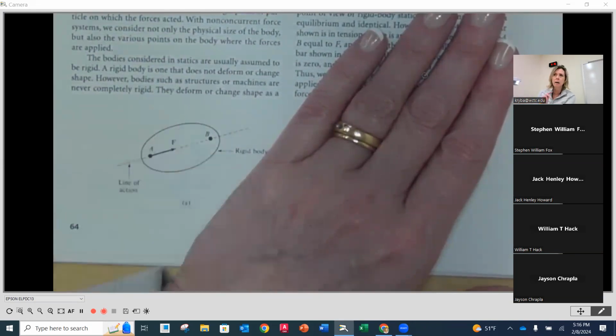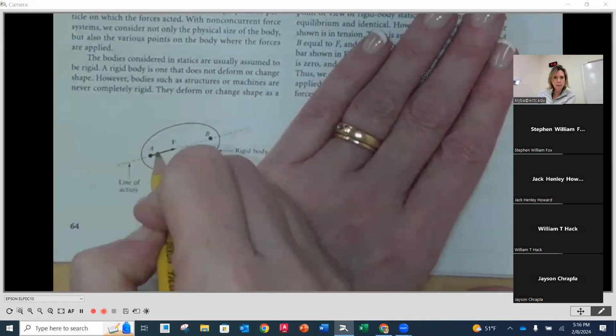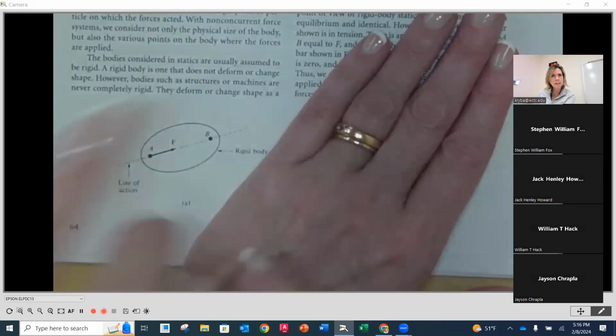So right here, the effect that force F has on the body, how would you describe that? What would be the movement of that rigid body if it wasn't locked down? Which way would it go? Up and to the right, right. So this is at A, it would have the tendency to move up and to the right because that's the way the force is being applied.